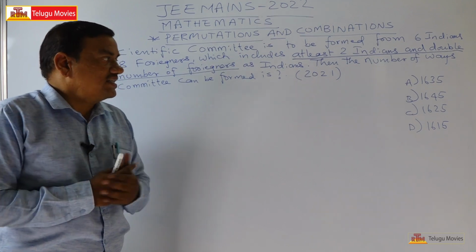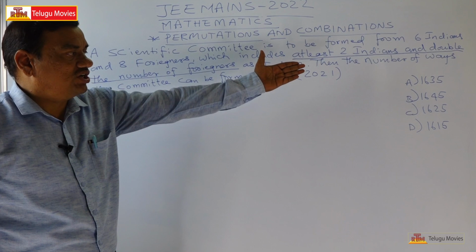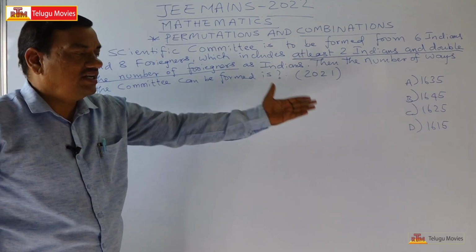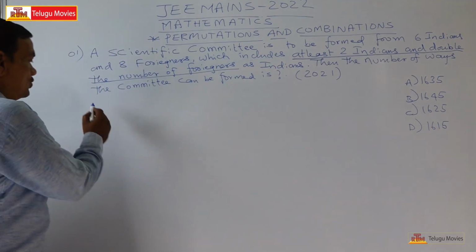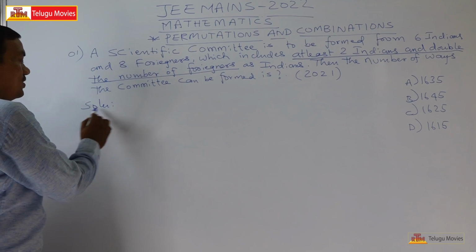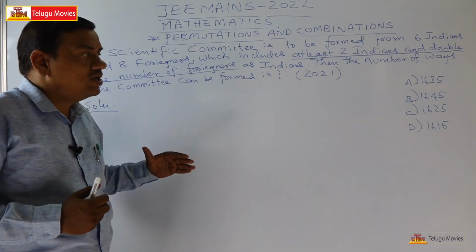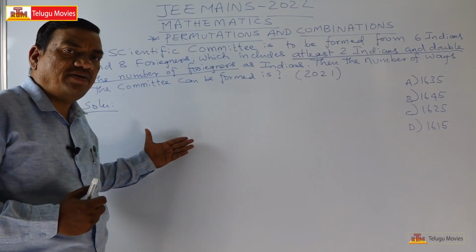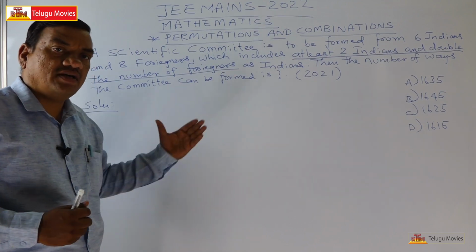Now let us see. Options are also given as A, B, C, D. A is 1635, B is 1645, C is 1625, D is 1615. So let us solve this problem. I will explain the total solution in a detailed way. In your JEE Mains examination, you need not write all step by step; you can go directly to the answer.